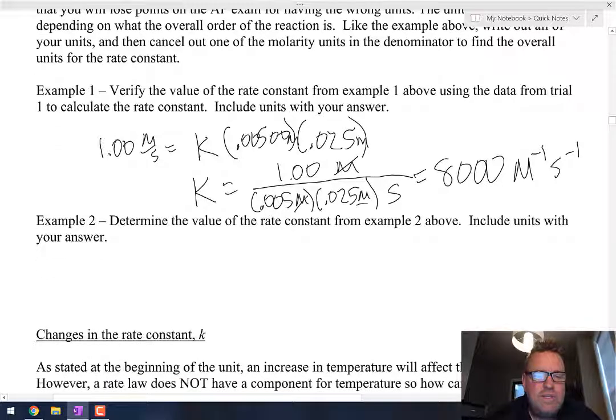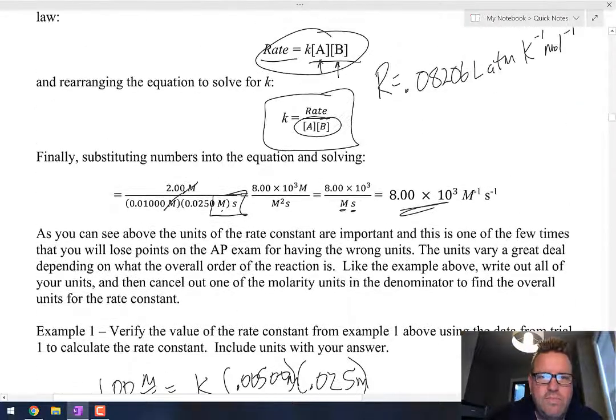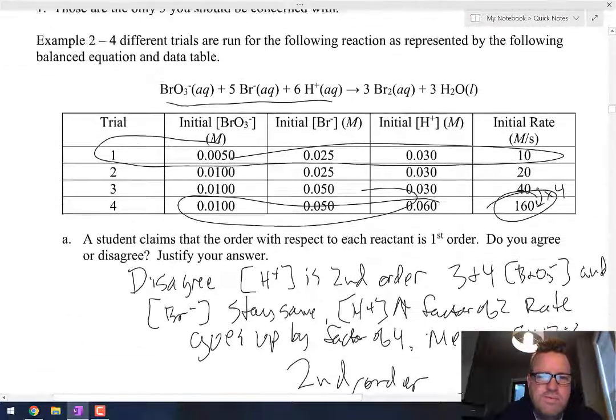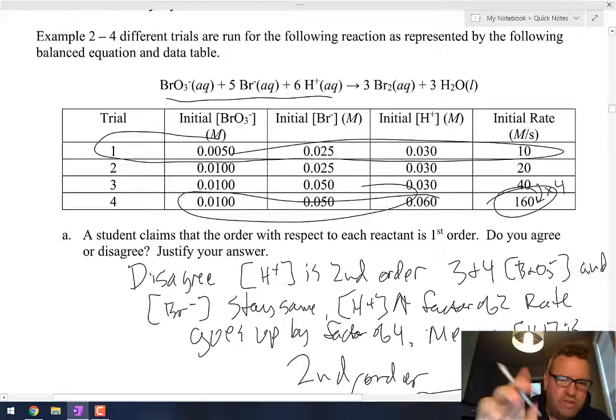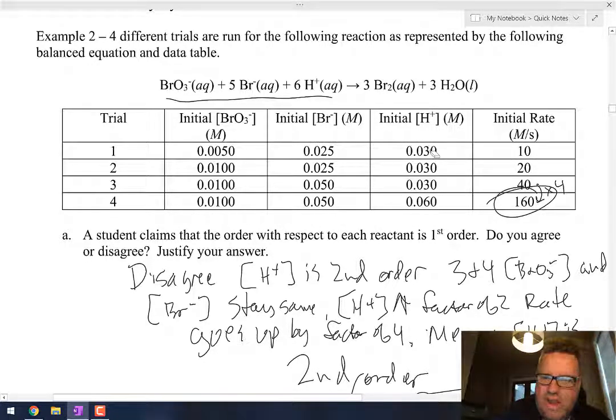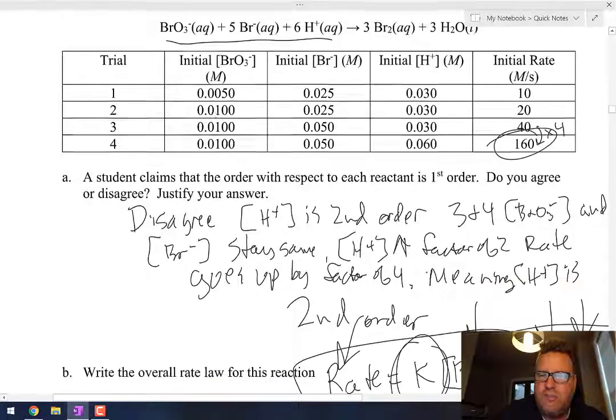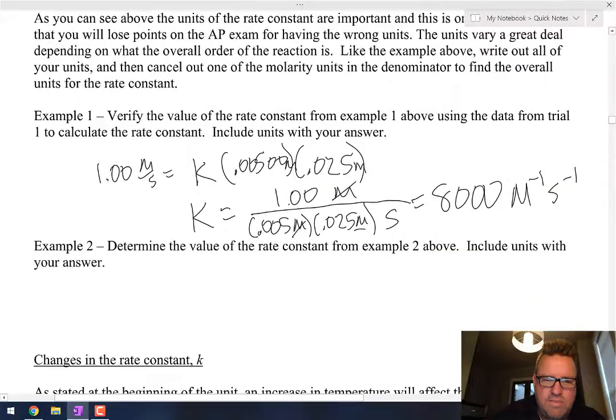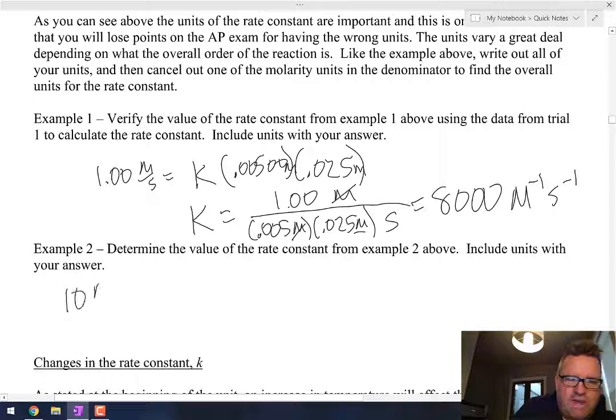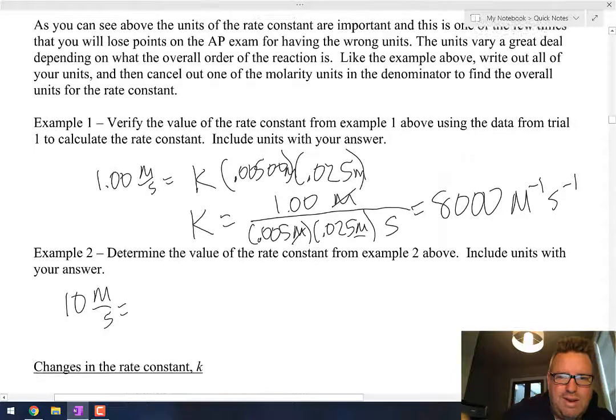Okay, and then example 2 says determine the value of the rate constant from example 2 above. Include units with your answer. So here's where you pause. Go ahead and pause the video. Go back up to any of those trials from example 2 and see if we end up getting the same answer. So I'm going to use, just because it's the first one, the data from trial 1. So the rate was 10 molar per second. So I'm going to start with that, 10. And if you use a different one, good. Hopefully we end up getting the same answer.